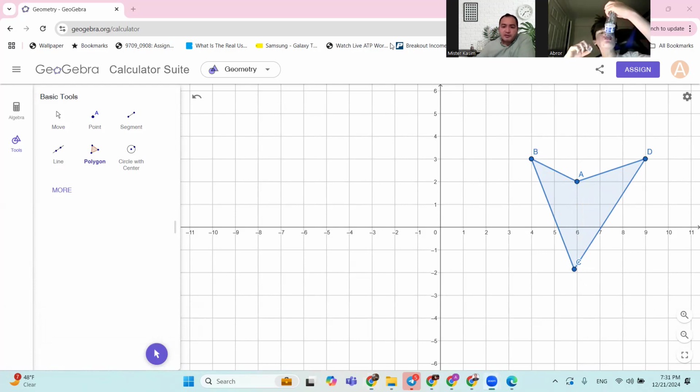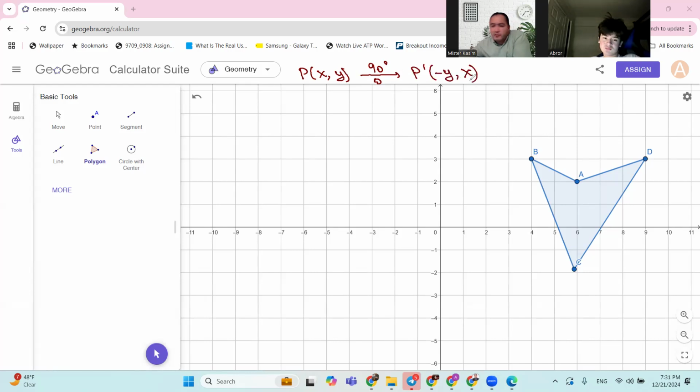The first thing we need to write is the coordinates, and after that, I will apply the rotation. So let me just write here P, X, Y, which becomes, for 90 degrees anti-clockwise, P prime: negative Y and X. You should know the formula, otherwise you cannot solve this. So now let's write the coordinates first. Here we have A, B, C, D. Abror, tell me, what are the coordinates of A?